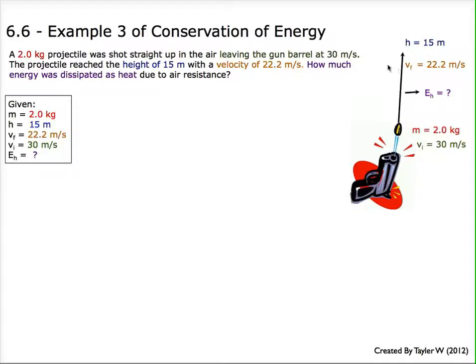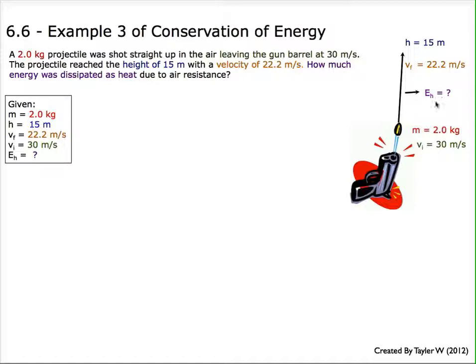As you can see, here we have our gun shooting the bullet straight up in the air, and using the clues demonstrated with the colors here, we were able to extract variables. Here we have the height that the bullet reached, which was 15 meters. Here we have the final velocity at that 15 meters, which was 22.2 meters per second. Down here we have the mass of the bullet, which was 2.0 kilograms. And here we have the initial velocity, which was 30 meters per second.